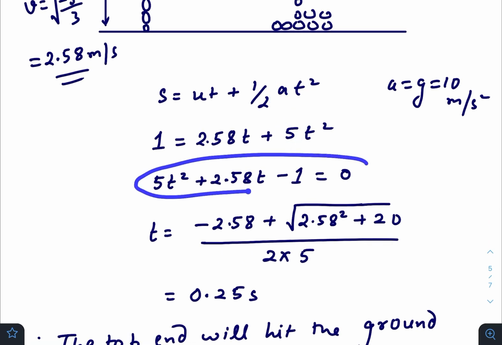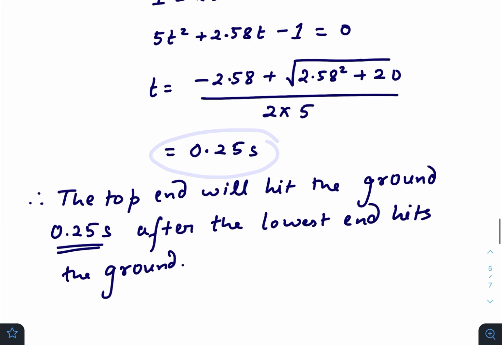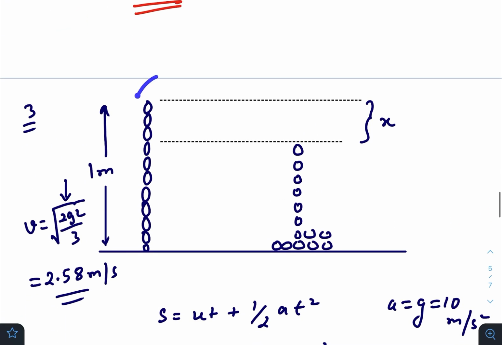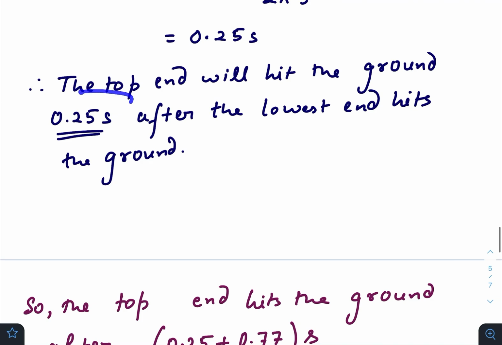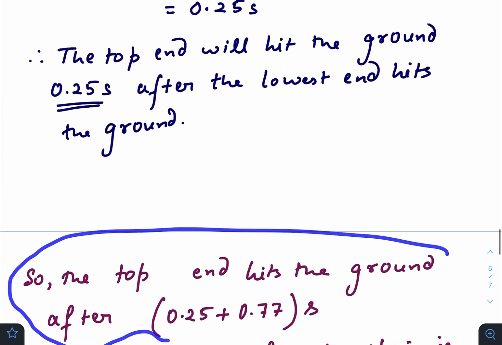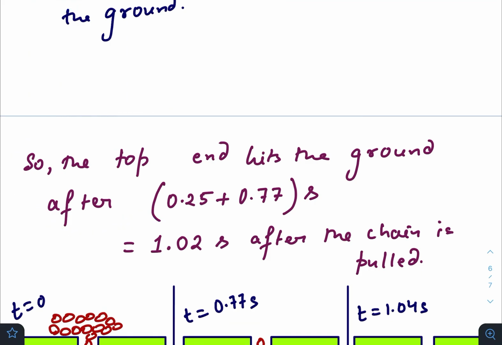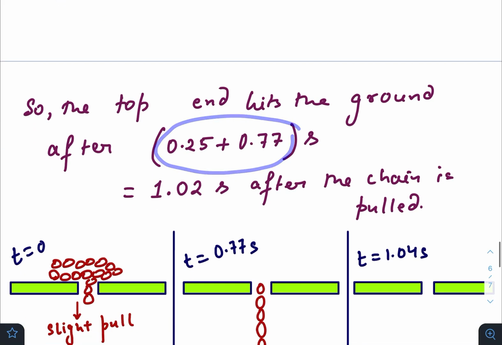So we got a quadratic equation of time. Solving it, we get 0.25 seconds. That means the top end will hit the ground 0.25 second after the lowest end hits the ground. That means from this situation till the whole chain falls on the ground, it will take about 0.25 second. So this is not our answer. Our answer would be, the top end hits the ground after 0.25 plus the time taken by the lowest end to hit the ground, that is 0.77 second. So adding these two, we get near about 1.02 second. So this will be our answer for the last question.